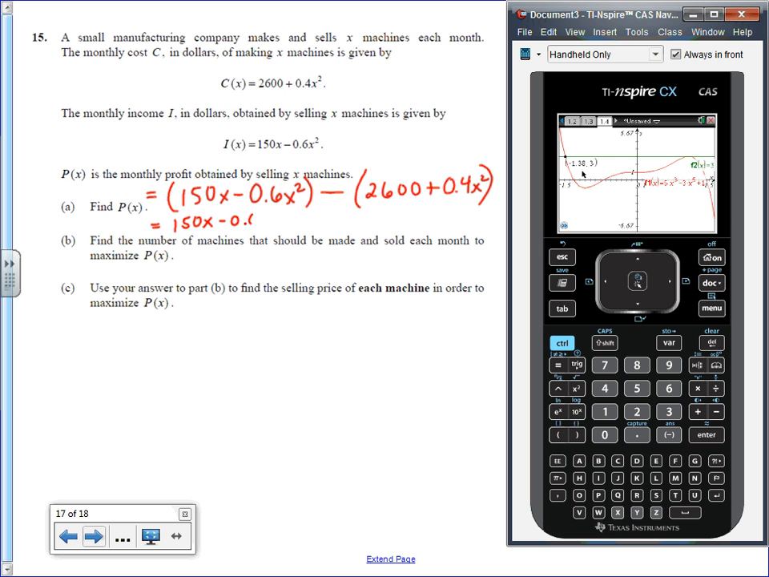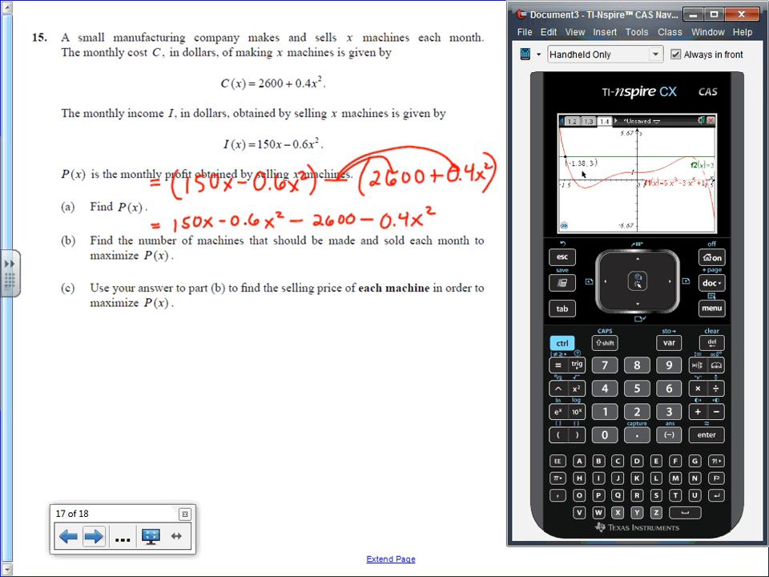150x minus 0.6x squared minus 2600 minus 0.4x squared, because you are distributing that minus sign. You're subtracting the whole cost function, each part of it. Then you simplify by combining like terms, and the correct final answer for part A is negative 1x to the second power plus 150x, that should be positive, minus 2600. So here's my final function for profit.